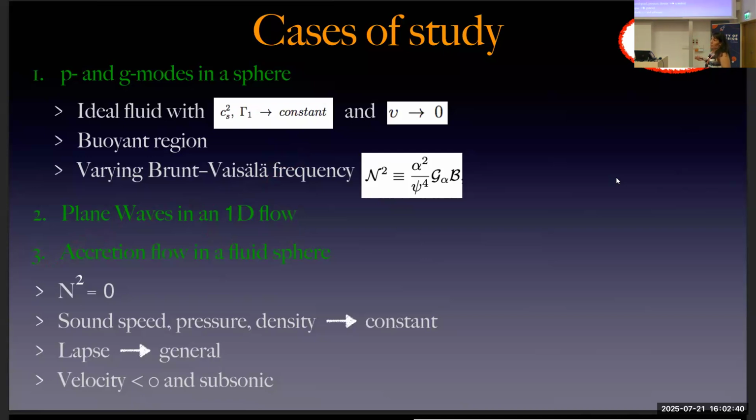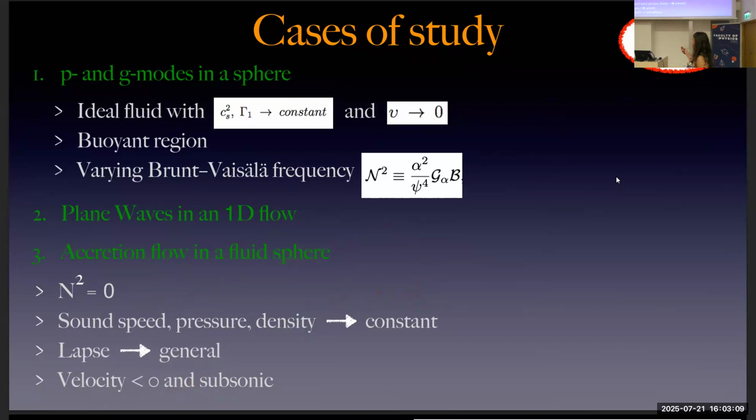But we want to have an analytical test, and this one was provided by the plane waves in a one-dimensional flow. Now, once we do this, we consider accretion flow in a fluid sphere, where we assume that the Brunt-Väisälä frequency is 0, and then for simplicity, we have some of the fluid variables constant, while we have a general lapse, and the velocity is smaller than 0 as it is subsonic.